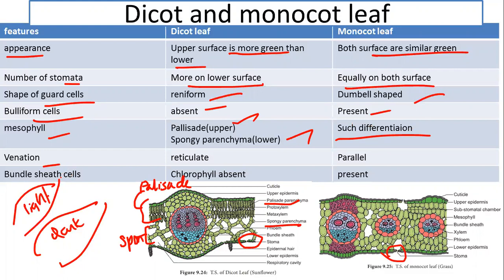Venation is nothing but the arrangement of the veins. Here the arrangement of the veins will be reticulate, whereas here it will be parallel. When we talk about bundle sheath cells, here chlorophyll will be absent, whereas here the chlorophyll will be present. So this is all about dicot and monocot leaf.